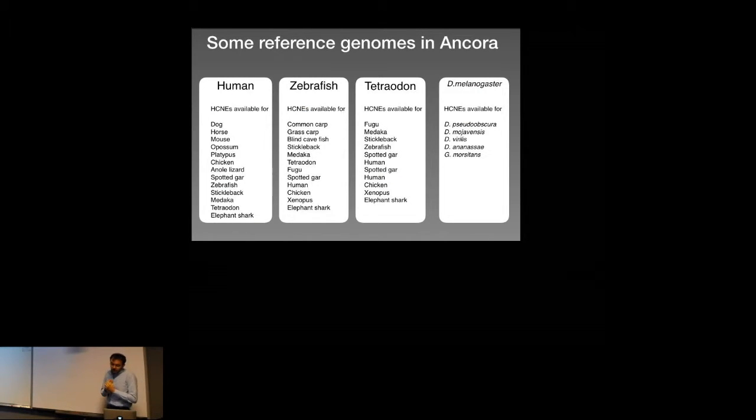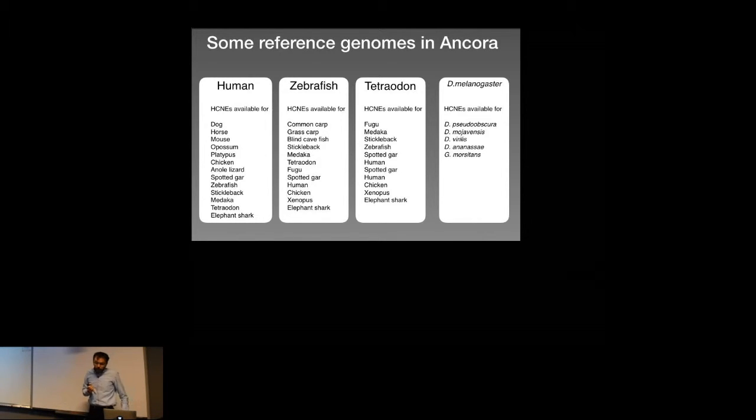So some of the reference genomes that we have in ANCORA: of course, I showed you the human examples, but we also have several other species as reference. So basically you can browse either the human genome or zebrafish genome or Tetraodon or Drosophila or several others. And each of them has a pairwise comparison with all the other species.